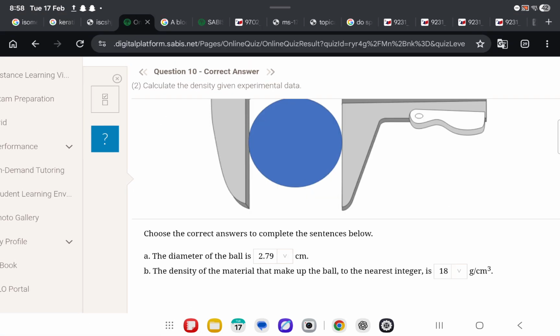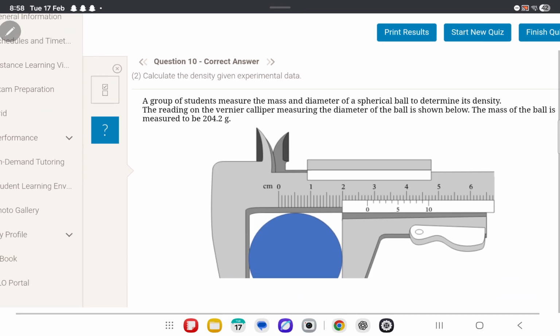Now, we know the diameter, 2.79 centimeters, right? But what we don't know is the density. So what is the formula for density? Density is mass over volume. How do you find volume? We have mass, that was given, right? It was like 204 something, right? 204.2.